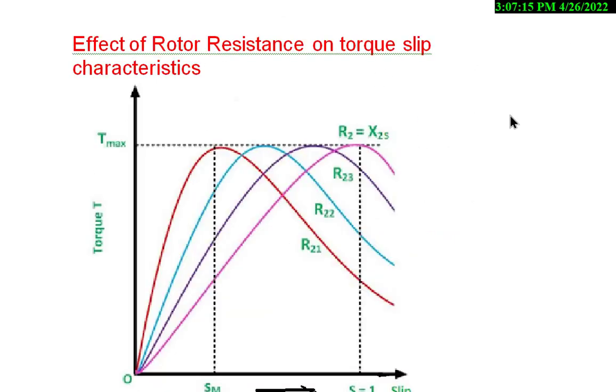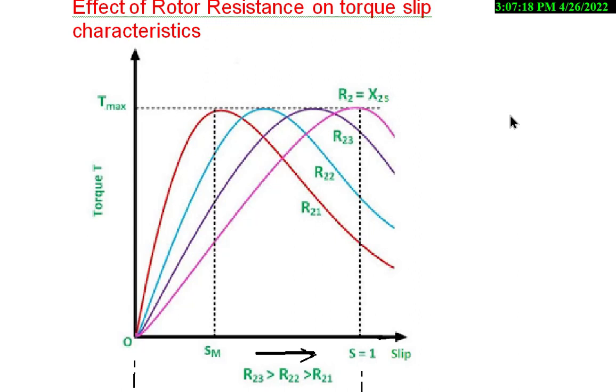Suppose torque slip characteristics are drawn for the slip ring type induction motor by varying the rotor circuit resistance. The characteristics will be like this. This is for one resistance called R21. This red line indicates one torque slip characteristic. Suppose the resistance is increased to R22, then the characteristic will become like this. If the resistance is increased to R23, then the characteristic will become like this.